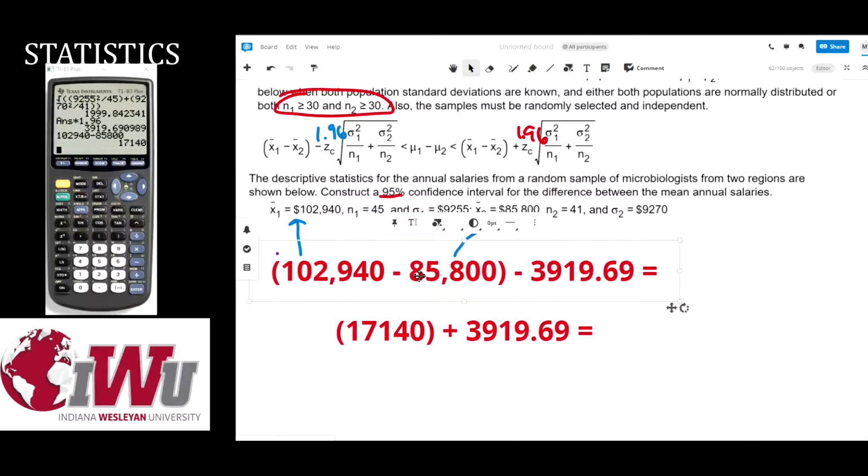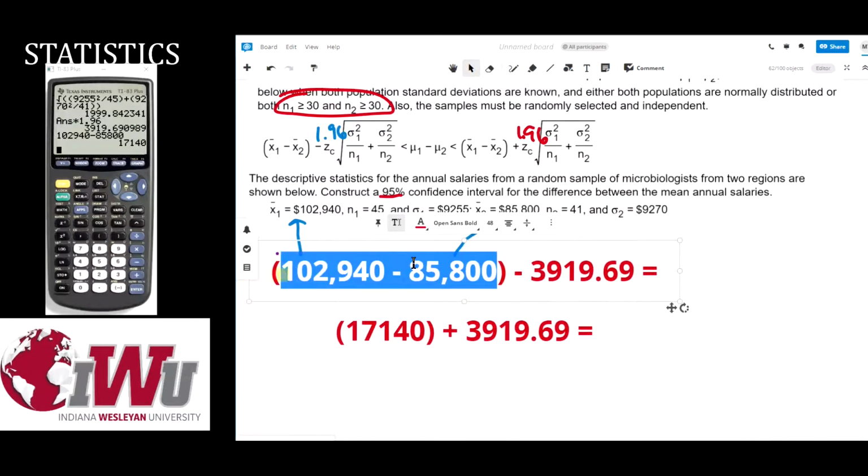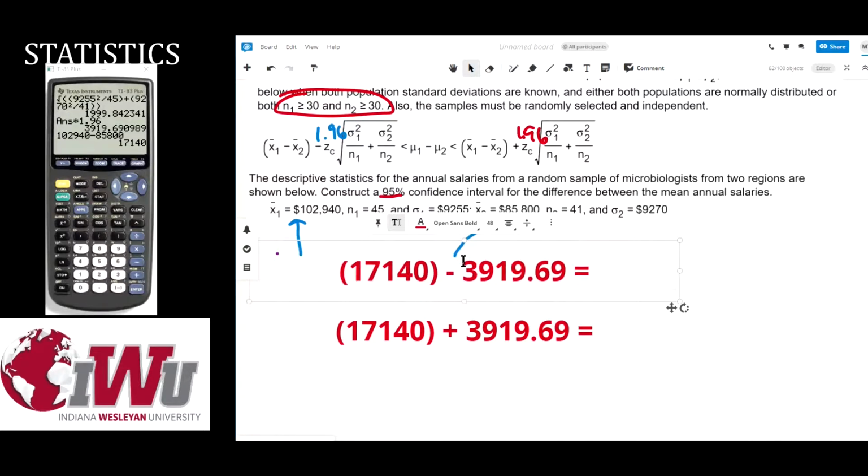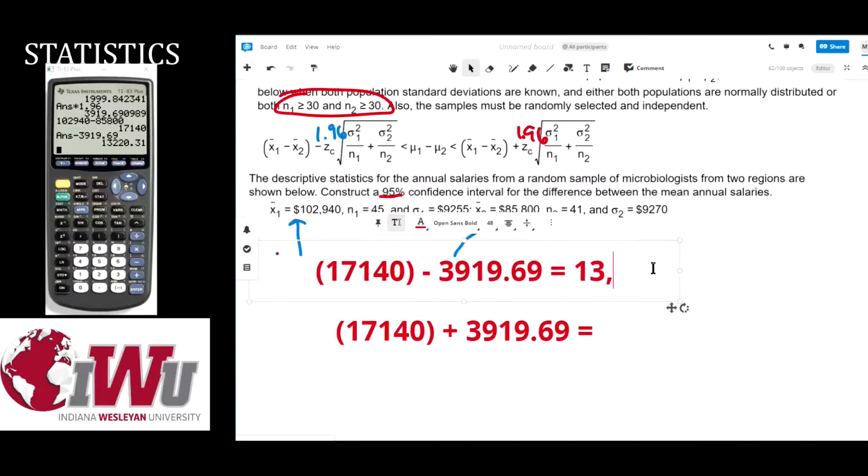So subtracting those, we end up with 17,140. So again, same calculation on both sides. And now we're just going to subtract and we're going to add. So from this value here, we're going to subtract the 3,919.69. And it's approximately 13,220. So over here on the top, it's approximately 13,220. Now, instead of subtracting, we're going to add.